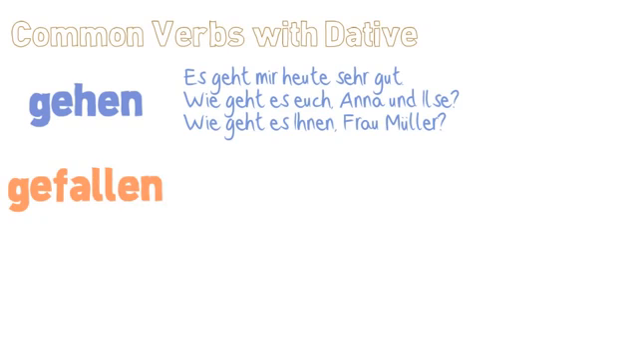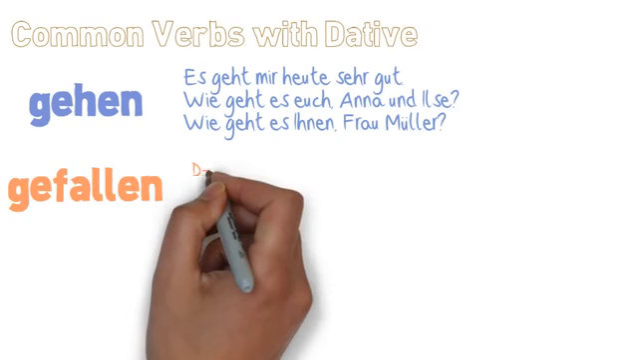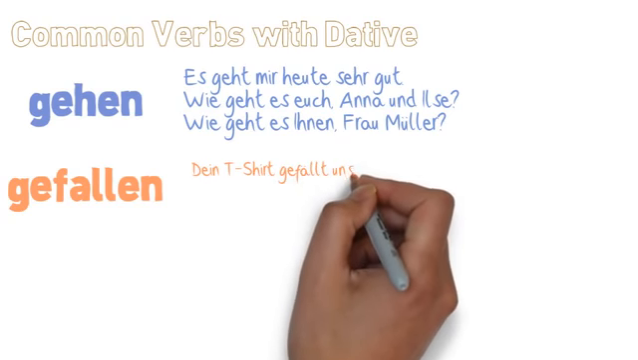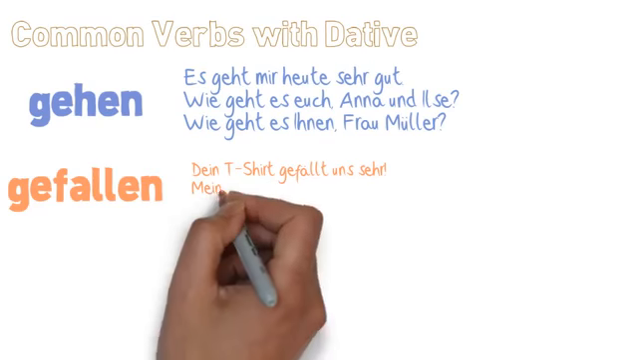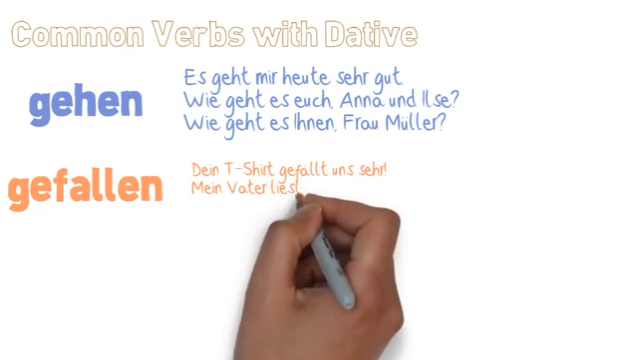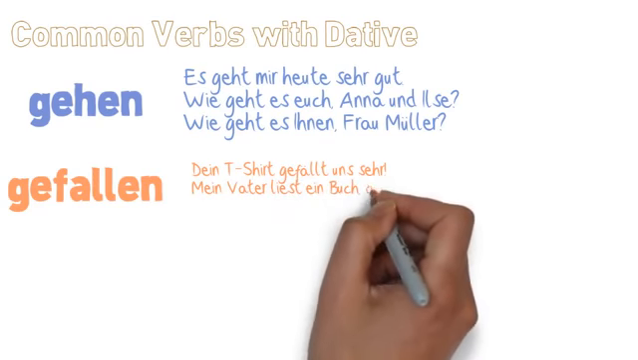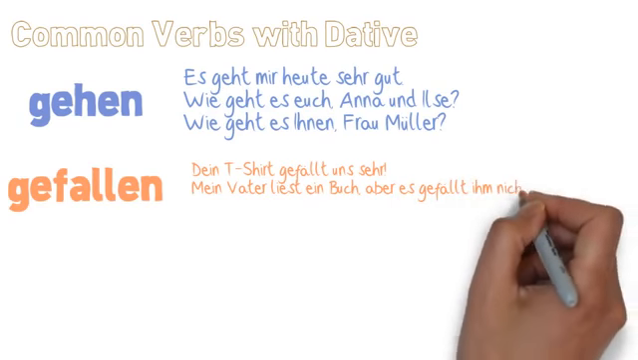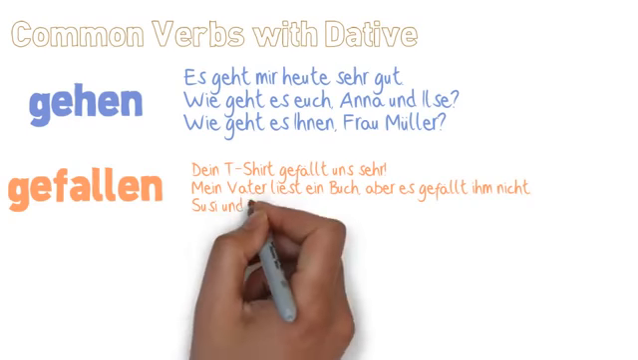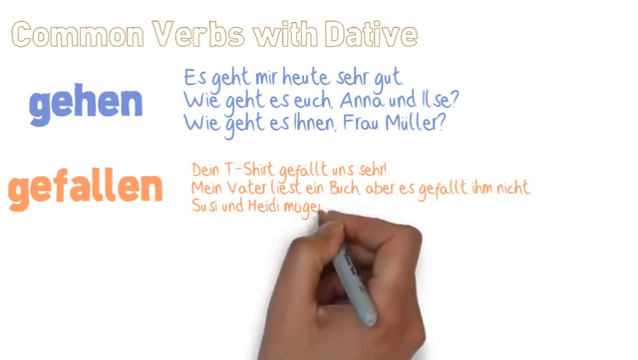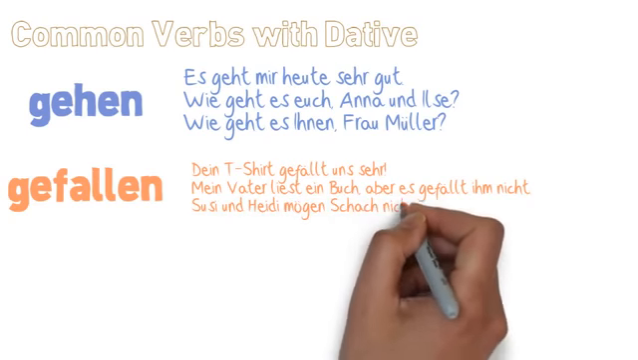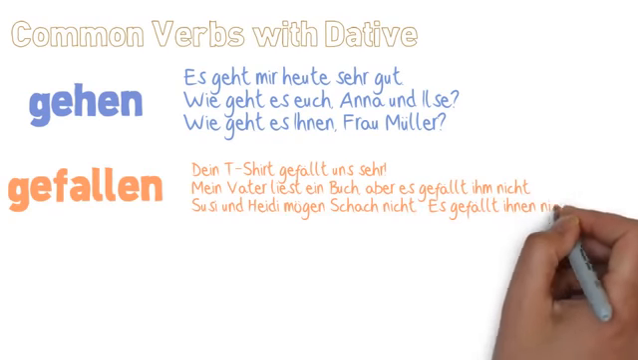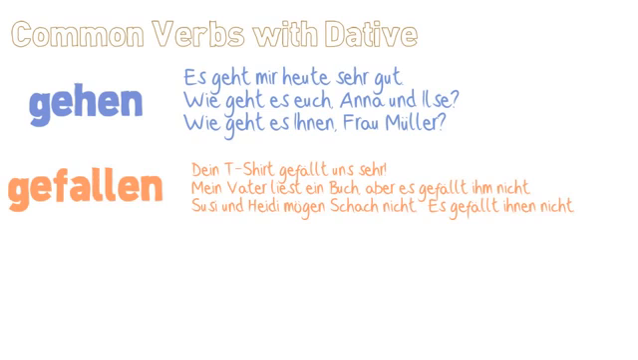Another verb you're familiar with, gefallen, also requires use of the dative case, because things are likable to me, or to us, or to him, etc., implying that dative case. For instance, I would compliment you by telling you, Dein T-Shirt gefällt mir sehr. Or we could compliment you by saying, Dein T-Shirt gefällt uns sehr. Or I could say my father doesn't like a book by saying, Es gefällt ihm nicht. It's not likable to him. Or the game of chess is not likable to two people. Es gefällt ihnen nicht, to them.